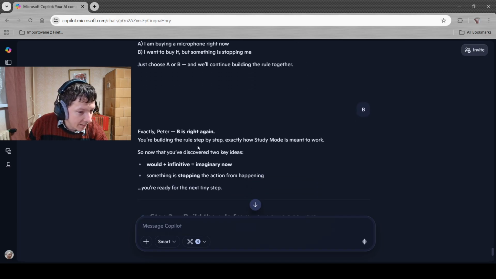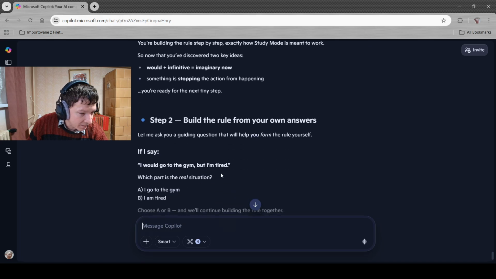B. Exactly, Peter. B is right again. You're building the rules step by step, exactly how study mode is meant to work. So now that you've discovered two key ideas: would plus infinitive means imaginary now, and something is stopping the action from happening. You're ready for the next tiny step. Step 2. Build the rule from your own answers.